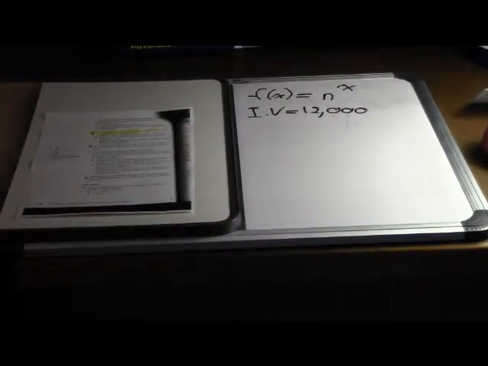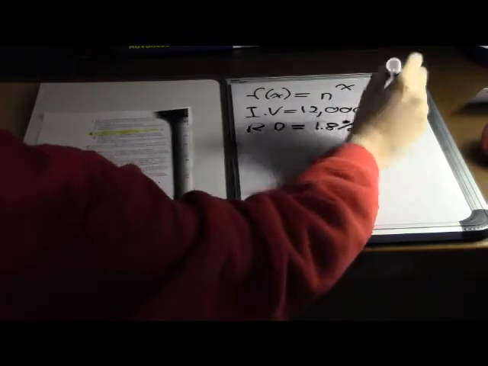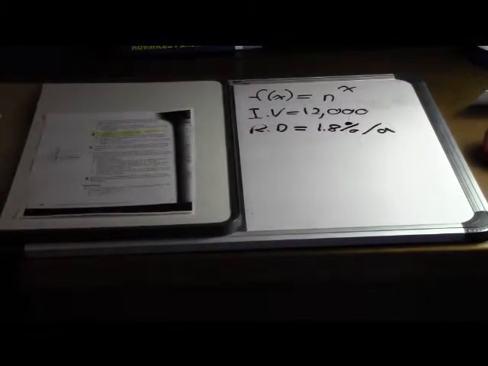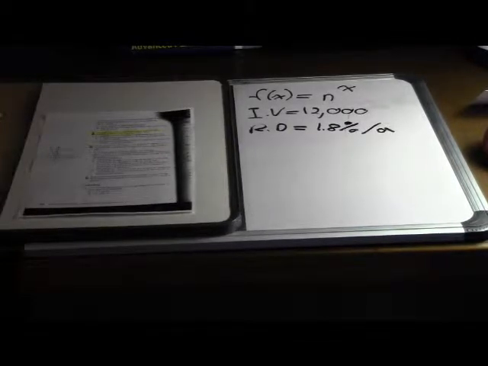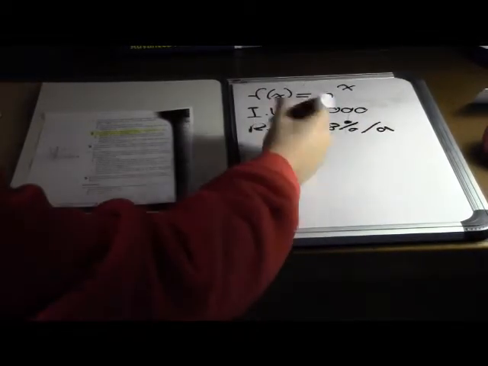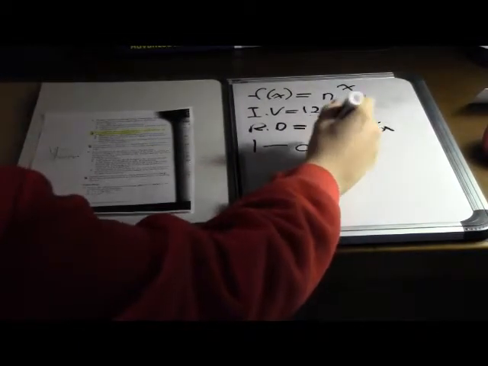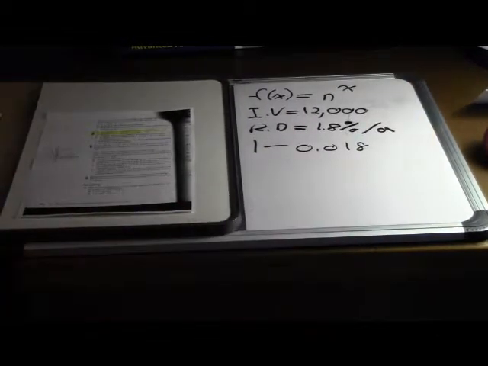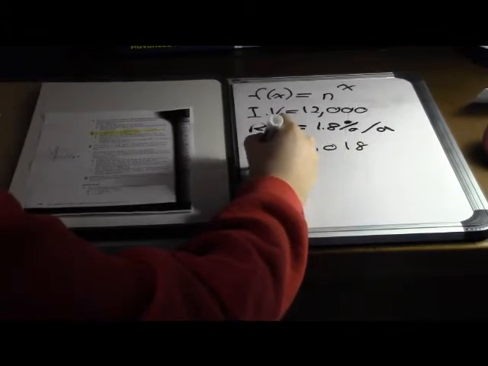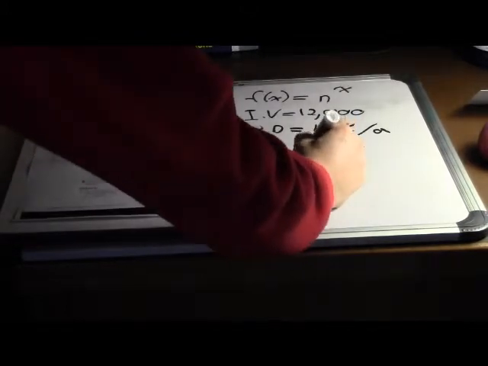We also know that our rate of decrease, so the rate at which people are leaving the town, is 1.8% annually. Now, we can't keep it in percents, we need to move that to a number that we can work with. To change your rate of decrease, which is 1.8%, into a number, you subtract 1 minus the percent. 1.8% is equivalent to 0.018. So you do 1 minus that, which gives you an answer of 0.982.